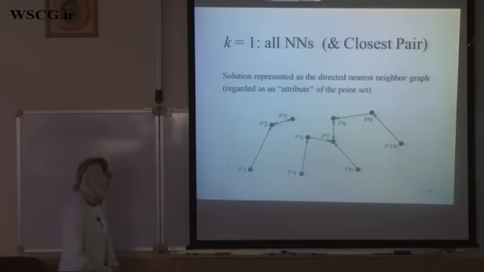You'll notice that some points are very popular. This point is the nearest neighbor of several points, but other points, like P1, are not the nearest neighbor of anybody. P1 is out on the edge, but nevertheless, each point contributes, if there are no ties, one directed edge. So it's a very sparse graph, and we can't say anything about the in-degree of the vertices.